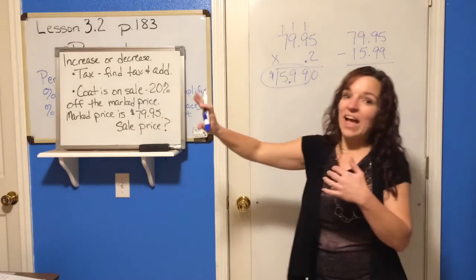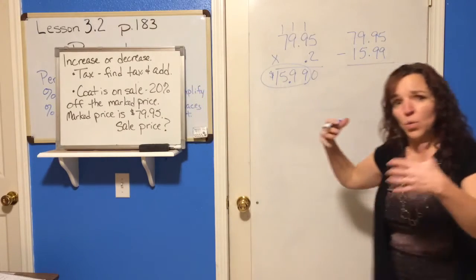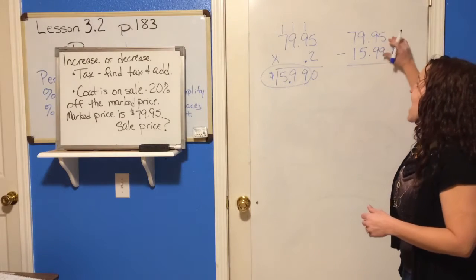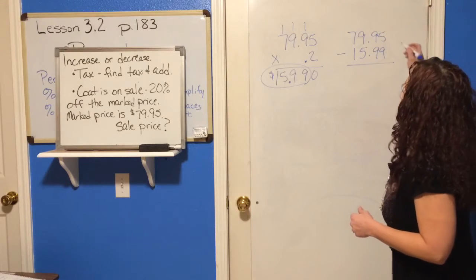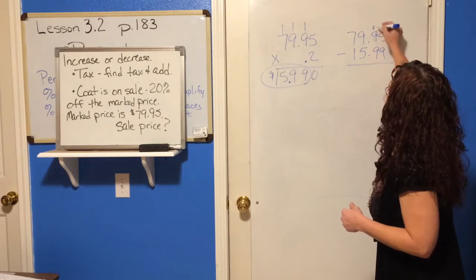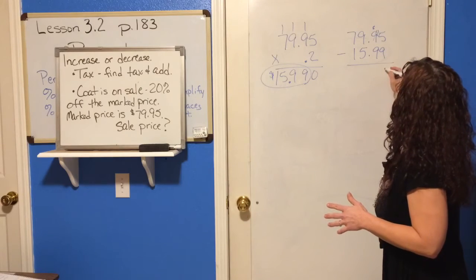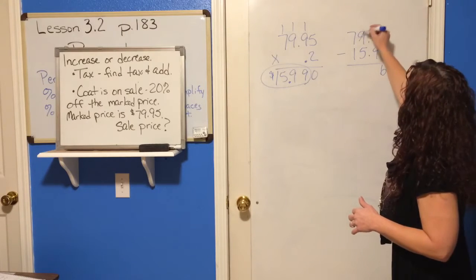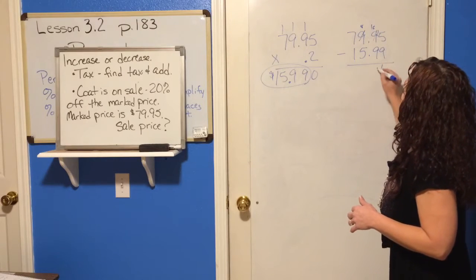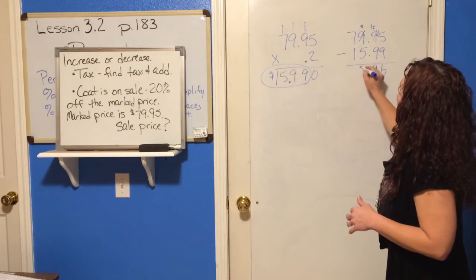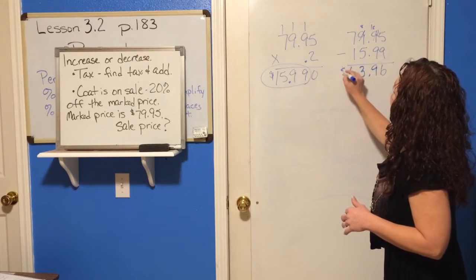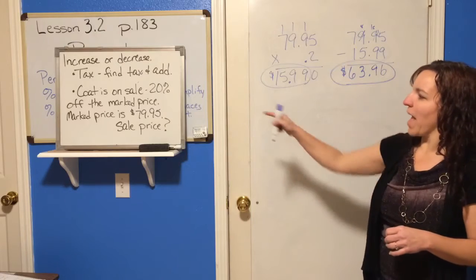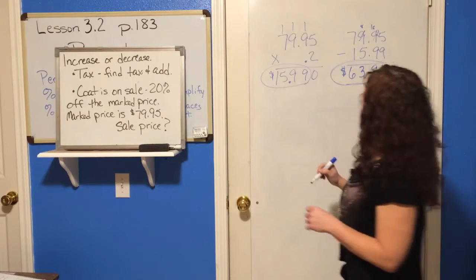So remember, with a tax, we added on our percentage. With something on sale or a decrease, I'm going to take that amount off. So then we're going to borrow 5, 6, 7, 8, 9 is 16, or 6, not 16, and got to borrow again. 8, 9 is 9, 3, 6, 63.96 is how much I'm going to actually pay for that coat. Not a bad deal, right?